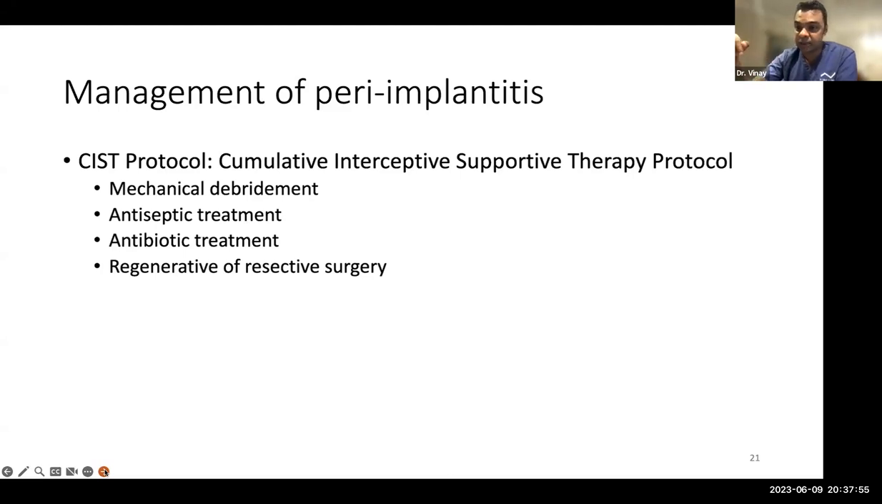Resective surgery means that you do an implantoplasty and try to smoothen the implant surface, so remove the rough surface and make it as smooth as possible. You do regenerative by doing guided bone regeneration or soft tissue grafts, connective tissue grafts, to plump up the soft tissue in that region. They have shown a certain amount of success. So basically, this is the protocol for management of peri-implantitis.